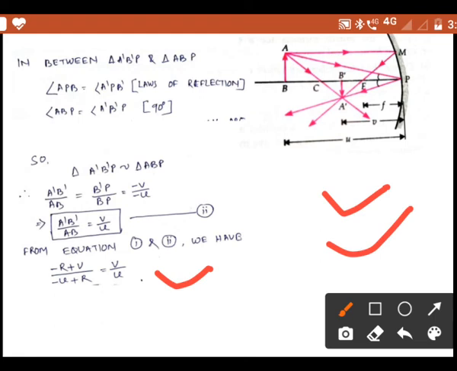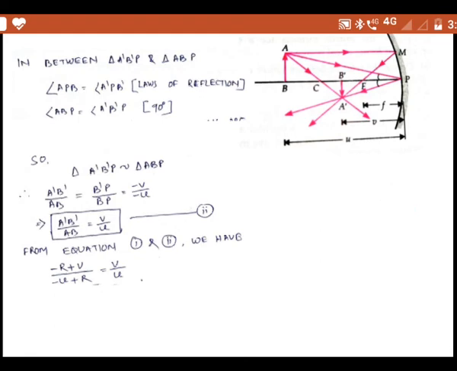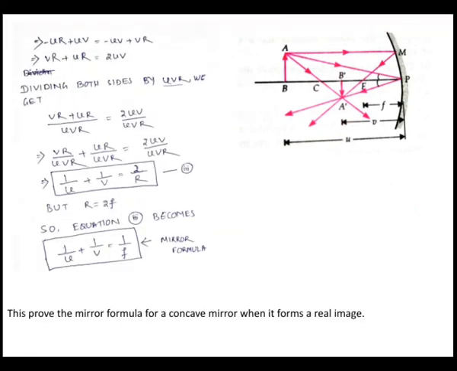So from equation 1 and 2 we get minus r plus v by minus u plus r equal to v by u. Then we will do cross multiplication, which results in minus ur plus uv equal to minus uv plus vr. Then vr plus ur equal to 2uv. Then we will divide both sides by uvr.